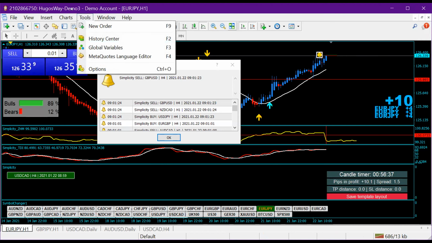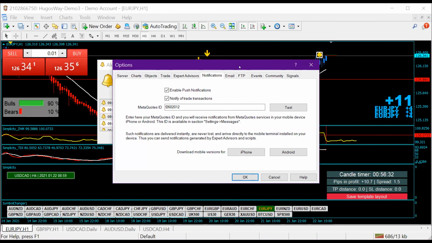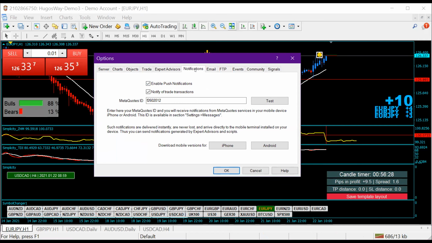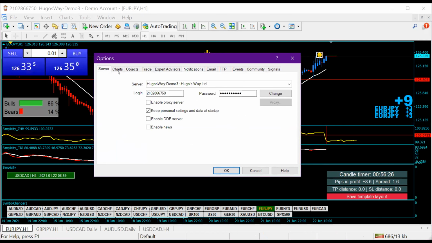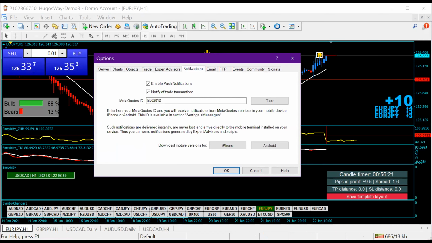click on Tools, go to Options. And here you see the word Notifications. There's several tabs up here, different things. But where you want to be is Notifications. You want to enable push notifications. I set it to notify trade transactions. So every time I close or open a trade, it alerts me, but that's not mandatory. But the push notifications is what allows it to send to your phone.